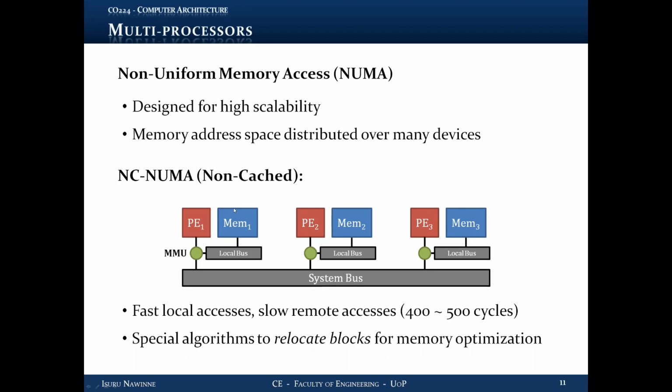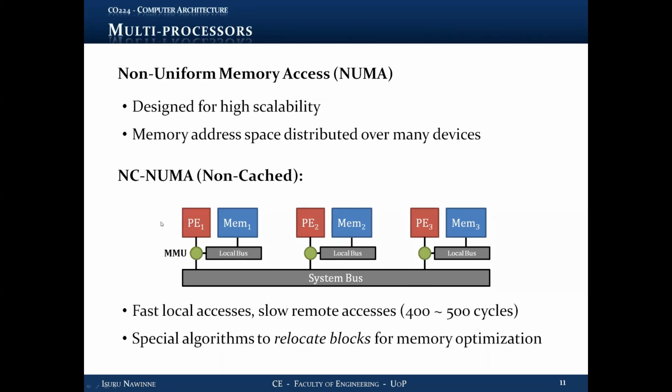So if you want an example, maybe memory 1 contains addresses 0 to 100, let's say, and 101 to 200 are here, 201 to 300 are here. So the entire address space is from address 0 to 300, but it's distributed across 3 physical memory devices. So the experience of accessing the same memory location is different to different processors. So it's non-uniform memory access.